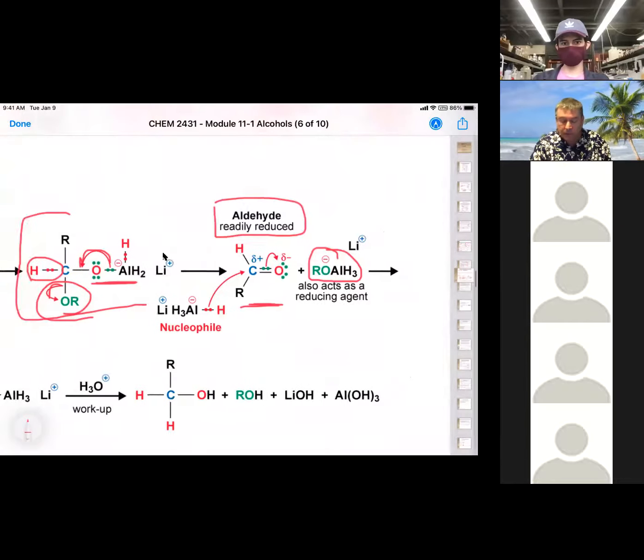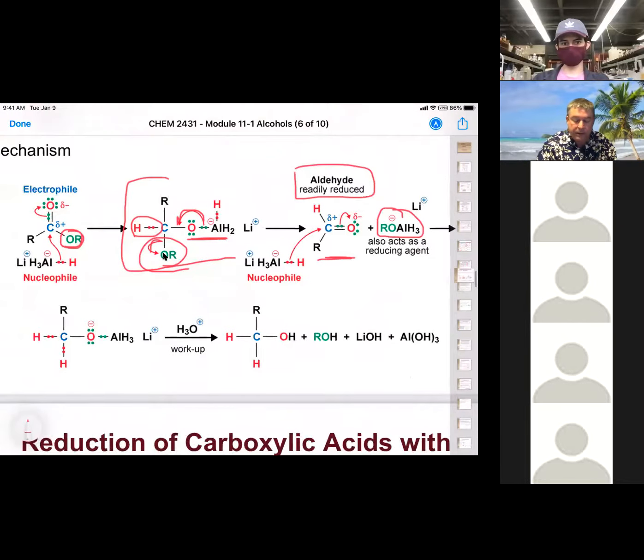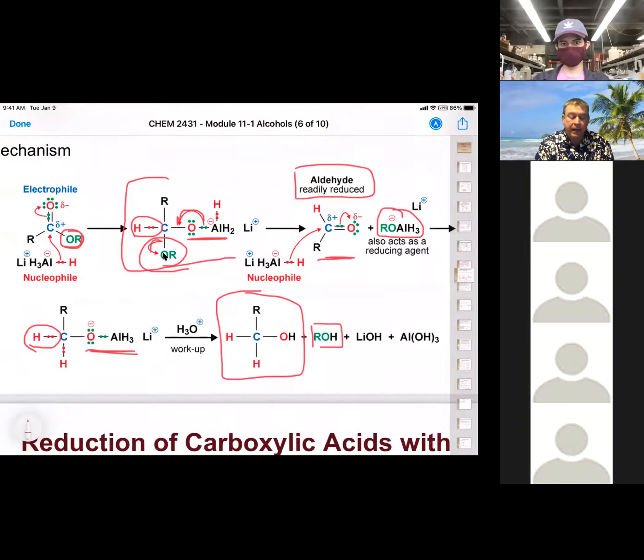And so what we do is we go ahead and react that with hydride. So we've added a second hydride to the compound to give us our aluminum complex. And it'll transfer as many hydrides as needed, giving us our final alcohol, which is the desired alcohol, plus whatever the alcohol of the ester was, plus the hydroxides.